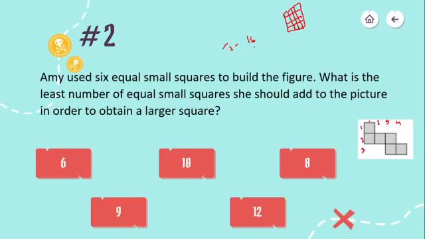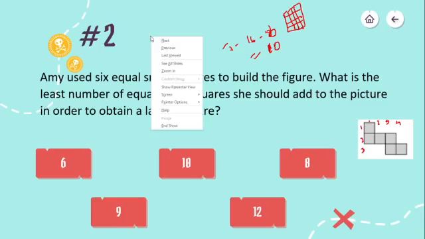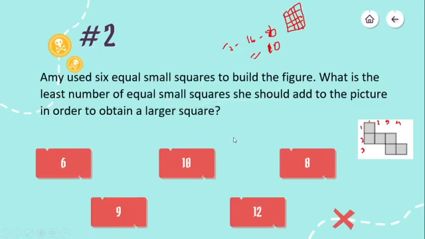Okay, so she needs 10 more squares. Total minus present squares. She has 6 small squares, so total minus 6, that is 10 more squares Amy needs to build a big square. Can we check the answer?